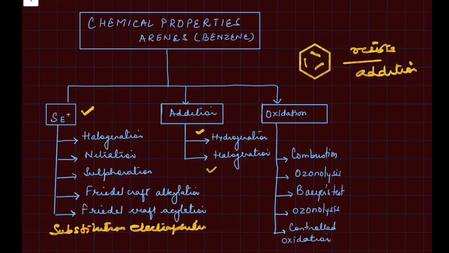Let's move on to the next one, oxidation. We have normal combustion where benzene will give carbon dioxide and water. Then we have ozonolysis because double bonds are there. Let's see if it undergoes Baeyer's test, that is KMnO4 alkaline. Does it break its double bond or not? Let's study that. We have controlled oxidation, and I'm sorry, this should be pyrolysis. That is under high temperature, lysis, it breaks down into small components. So let's start doing them one by one.